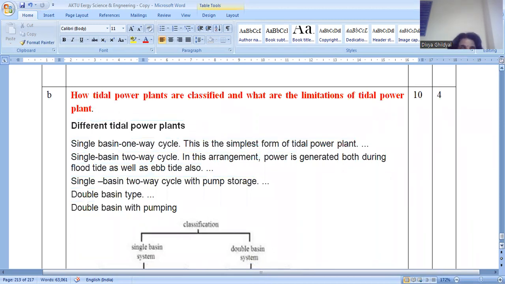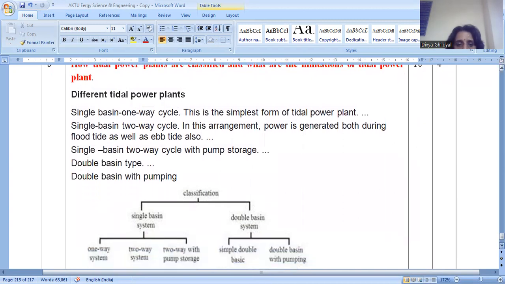Tidal power plants: tides, that is due to the waves which are happening. Different types can be the single basin one cycle. This is the simplest form of tidal power plant. Here you can have a look at the flow chart.